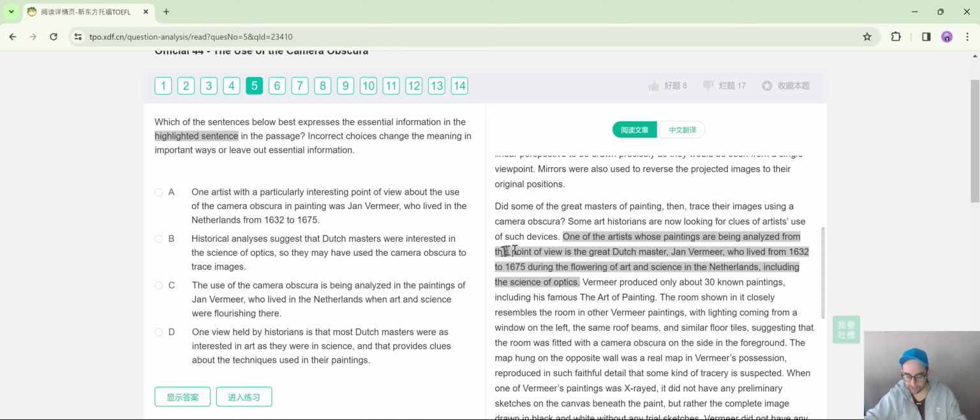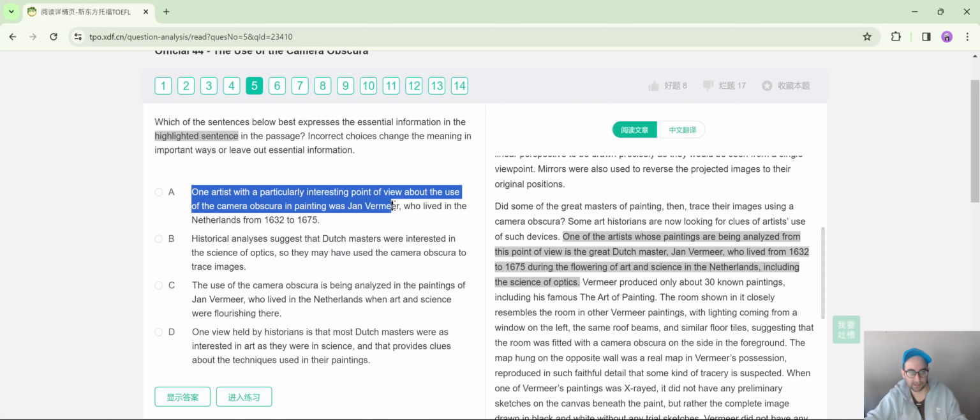So, of camera obscura point of view is the great Dutch master Jan Vermeer, who lived from this time to this time during, they kind of define this time, this era, during the flowering of art and science in the Netherlands. So this was what was happening in the Netherlands, including the science of optics. Okay, so this is another kind of development that happened at that time. So they should definitely mention Jan Vermeer, otherwise why would they mention him in the first place? So one artist with a particularly interesting point of view about the use of was him, okay, who lived in this time.